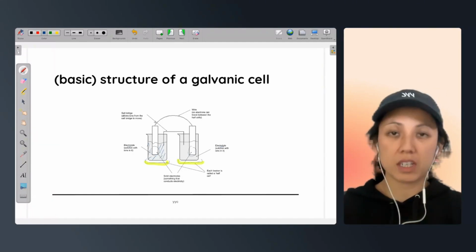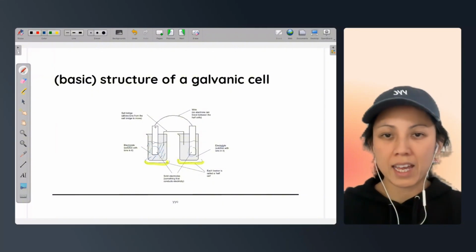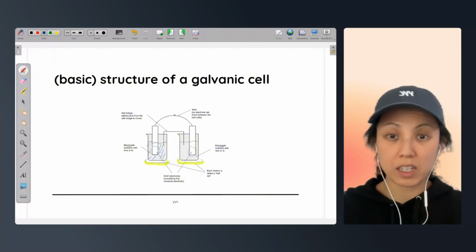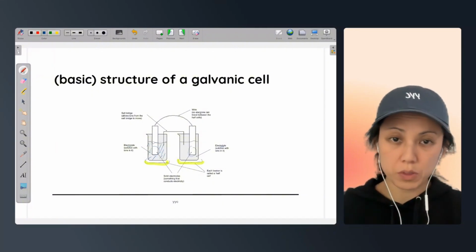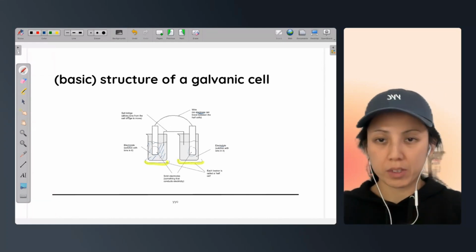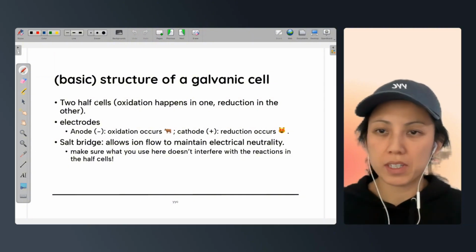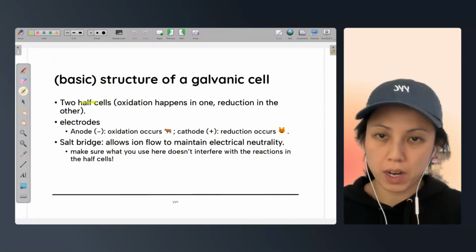Okay, so this is the very basic structure. Two half cells. Within each half cell, there's an electrode stuck in there. So there's some liquid, the electrolyte, and these two half cells are connected externally by a wire. That's where the electrons can actually flow through, and also through a salt bridge where the ions move through. So that was a lot to talk about. Let's summarize that. As I mentioned, two half cells.